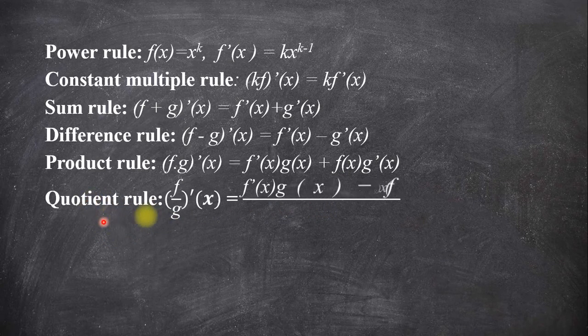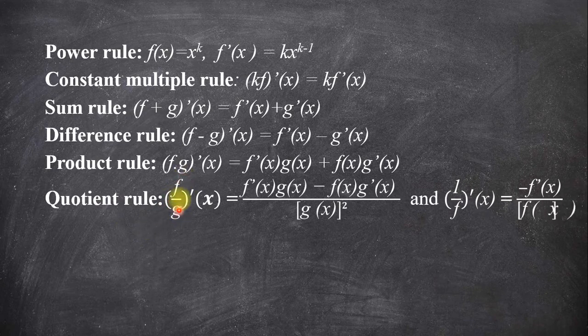Next, the quotient rule. Let's say there are two functions f and g. So f divided by g, what is the derivative of this function at x? It will be f prime at x times g at x minus f at x times g prime at x, over g at x the whole squared. Look, this is like the product rule, except for the sign. Here the first is differentiated, and the second is not; there the first is not differentiated and the second is. It has a minus sign, over g at x the whole squared. This is the quotient rule.